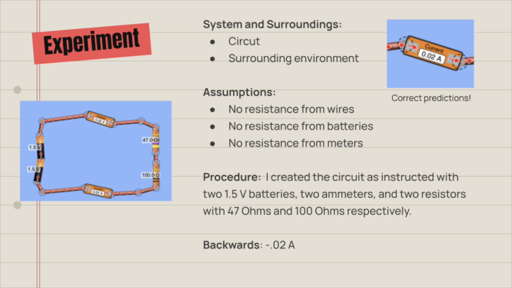For my procedure, I created the circuit as instructed with two 1.5 volt batteries, two ammeters, and two resistors with 47 and 100 ohms respectively. I found that my predictions were correct with the ammeters reading 0.02 amps. I also found that if you switch directions of the ammeter, it will read the same value, only negative.